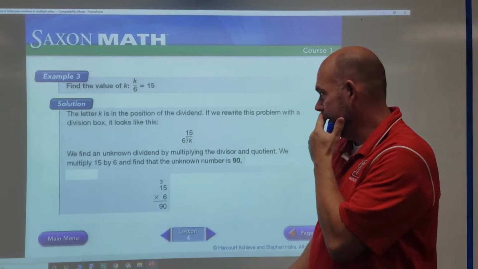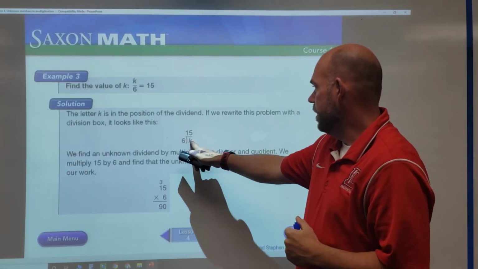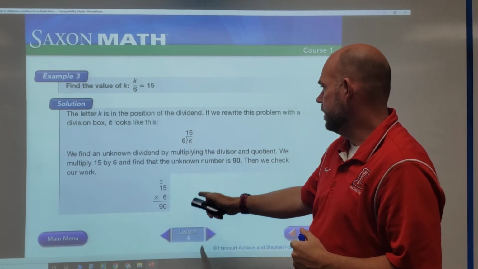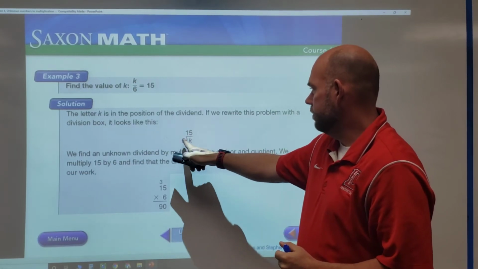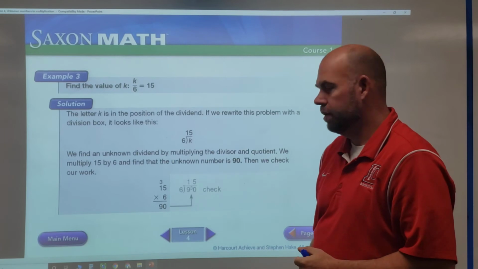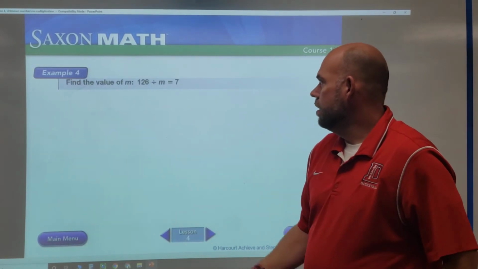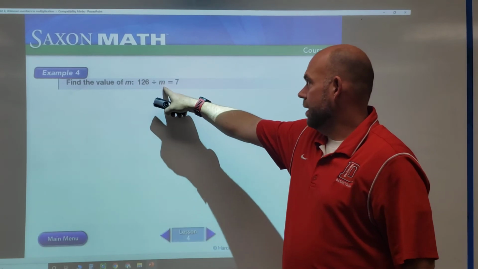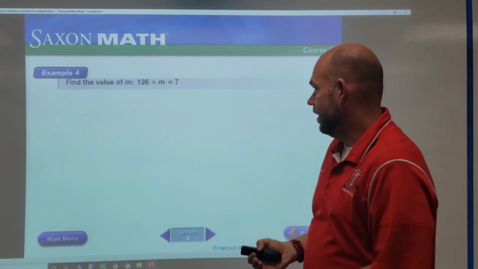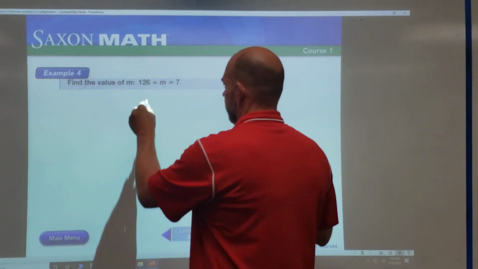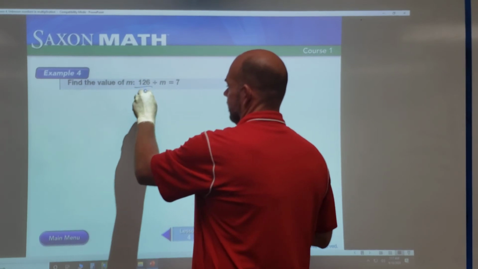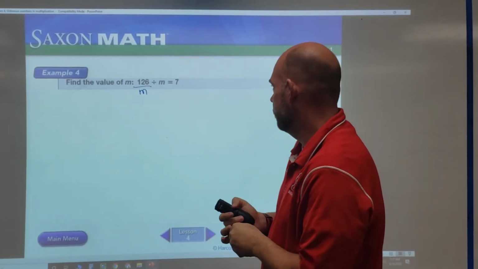All right, so they're going to do the same thing. They're going to set it up. K divided by 6 is 15. Then we're going to say, okay, 15 times 6 will equal that number. So you can practice it that way and get 90. 126 divided by m equals 7. This is like 126 divided by m. That's how they had it on the last one, so it's not too different.